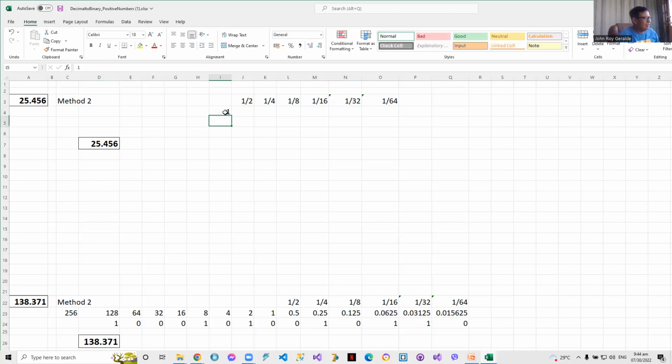1 here, and then the next is 2. We end at the part which is greater than 25. Do you follow? 1, 2, 4, 8, 16. And 32 is now greater than 25. We exclude it. Do you follow?